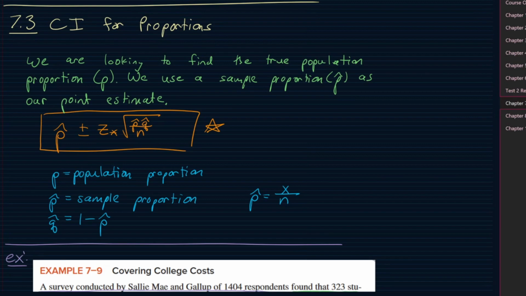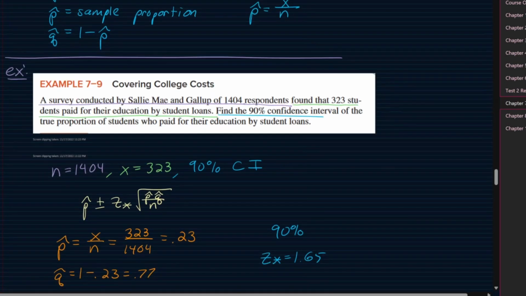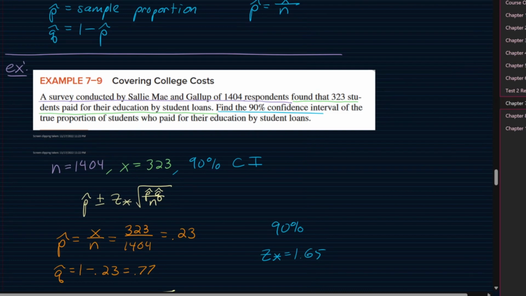And p hat is the number of people that say yes over the total number of respondents, essentially, if it doesn't just give you the percentage. So here, let's look at this one. A survey conducted by Sallie Mae and Gallup of 1,404 respondents found that 323 students paid for further education by student loans. Find the 90% confidence interval of the true proportion of students who paid for their education by student loans. So they take the sample to try to make guesses about the whole population of the country, for example.